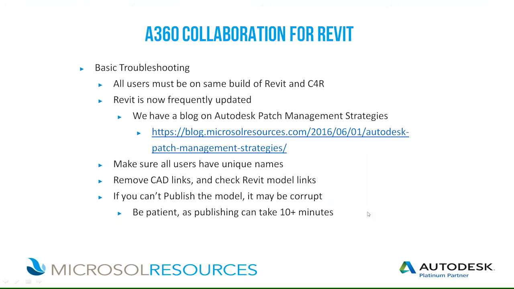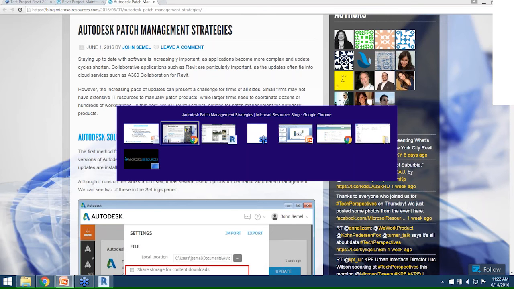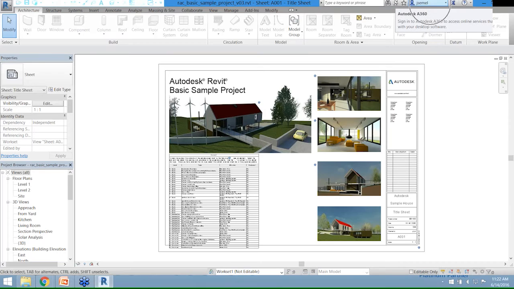Some other really basic things: make sure all the users have unique names. With Collaboration for Revit, this really shouldn't be a big problem, because whenever you log in to Revit, it's going to use this as your Revit username. So it's going to use that to keep track of who's got which elements out, who's working in the model at a given time.